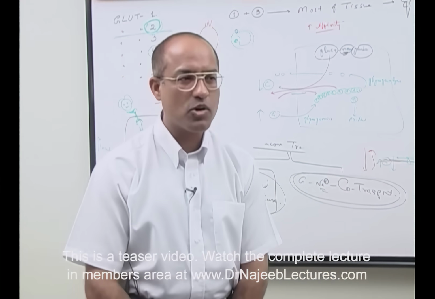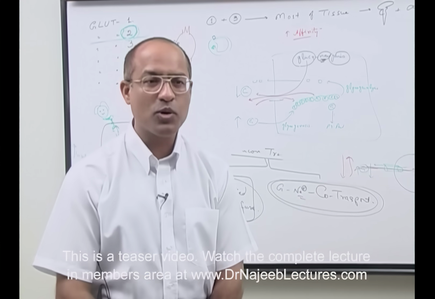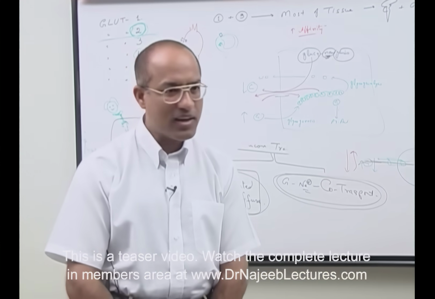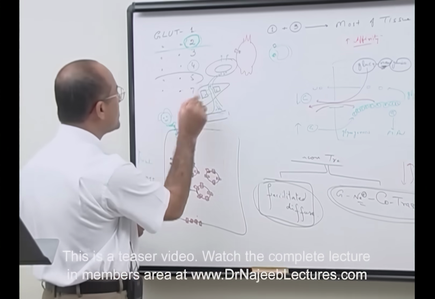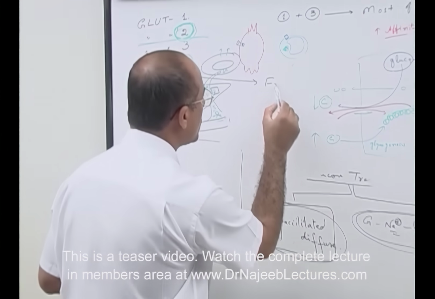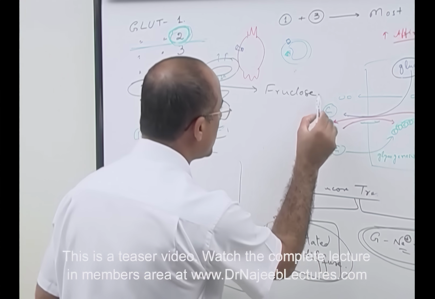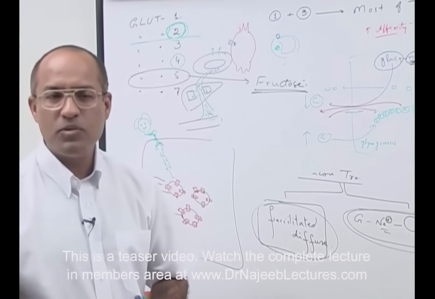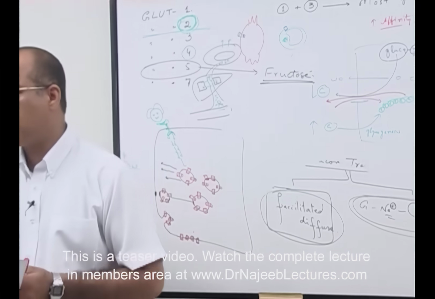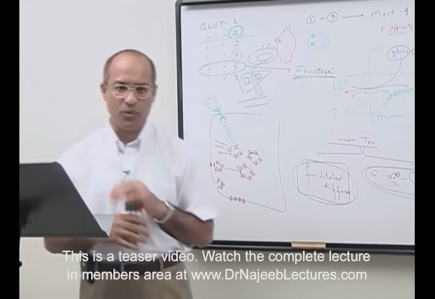First thing is, they are not glucose transporters. They are fructose transporters. So glucose transporter 5 is primarily a fructose transporter. Right? Now, which are the tissues which have to transport fructose?